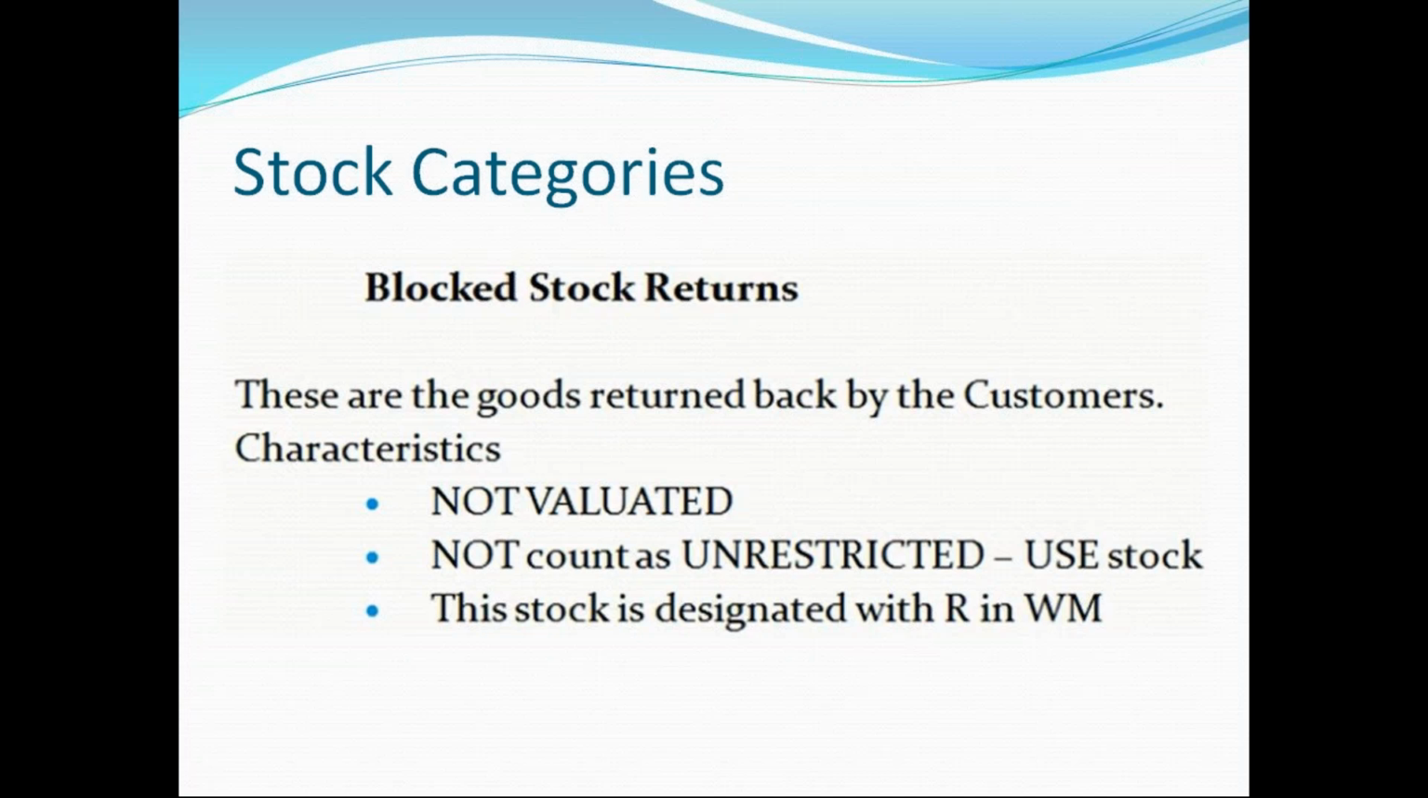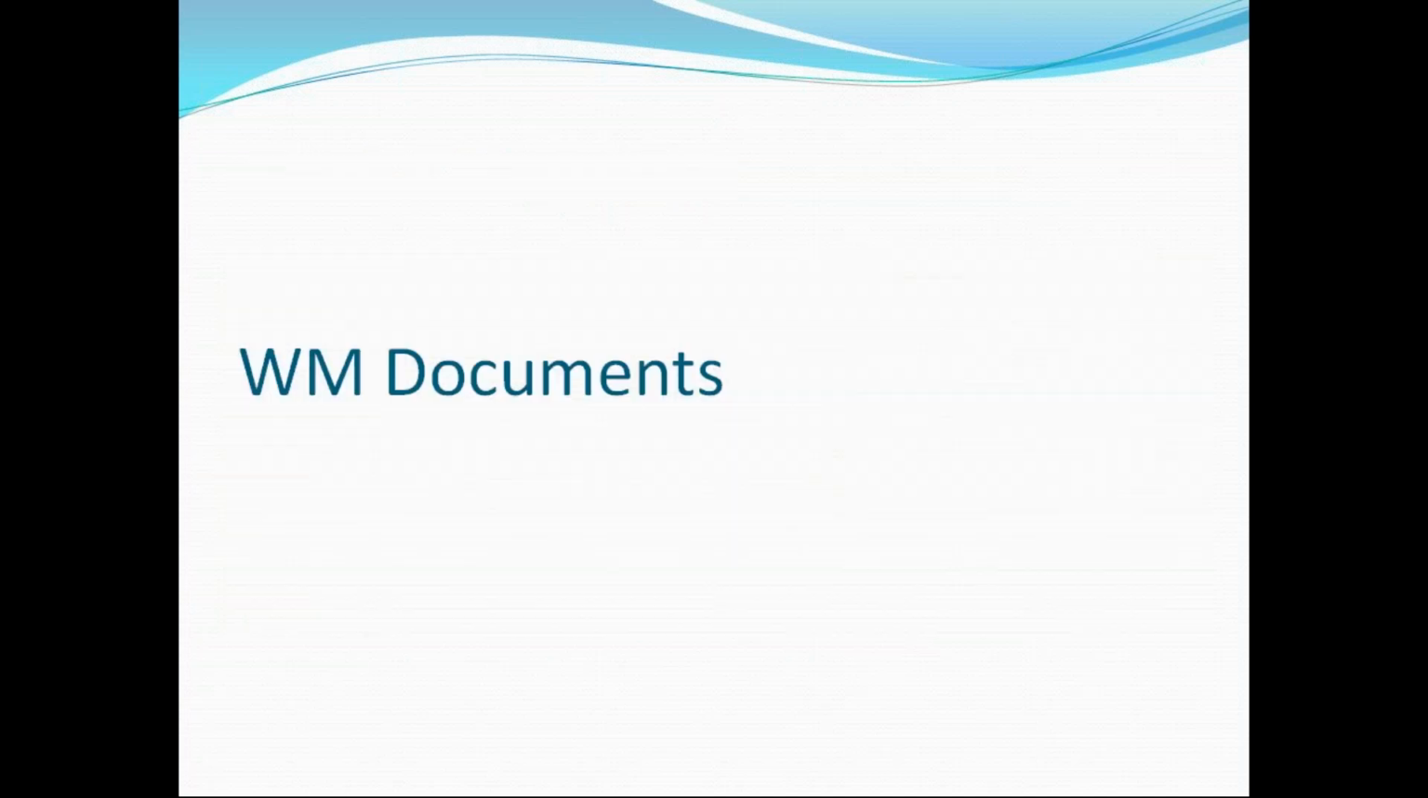So basically there are four types of stocks. One is unrestricted, where we can freely use the material for any purpose. Second one is quality inspection. In this, the material will be under quality inspection, and if you want to use it, we need to convert the material from quality inspection to unrestricted, then we can use the material. Then it will be blocked. That means the material will be blocked due to some damage or not meeting the quality criteria, so that we can't use it. Next is blocked stock returns.